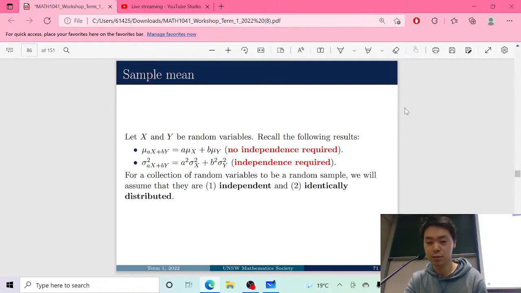So for a collection of random variables to be a random sample, we require two things to occur. The first one is that we want it to be independent, and then we want it to be identically distributed. For the first part, we ideally want independence because we want to deal with these variances easily. So we can just split up the variances accordingly. The second thing is identically distributed. So this just means that they have the same mean and they have the same variance.